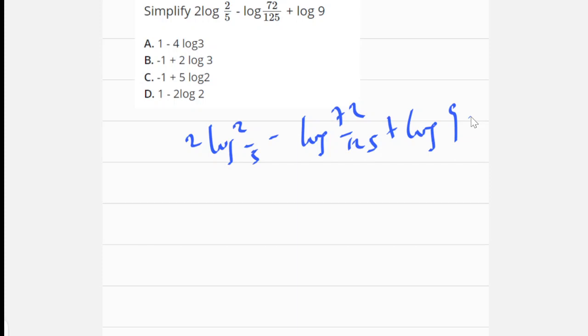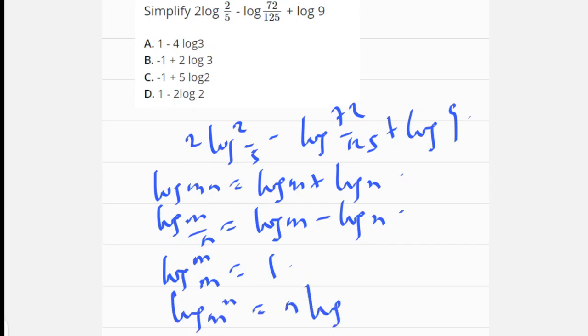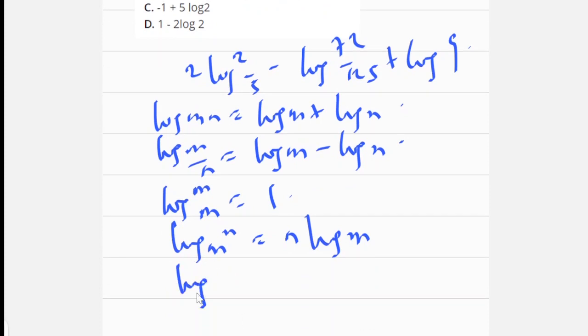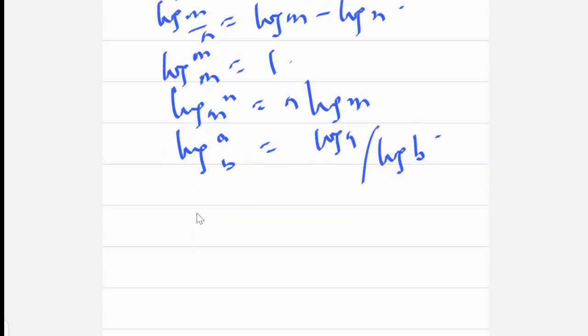First, let me quickly recall some of the laws of logarithm. When you have log mn, it's the same thing as what? Log m plus log n. When you have log m divided by n, it's also the same thing as log m minus log n. Then log m base m is equal to what? Is equal to 1. I hope you understand now. And when you have log m raised to power n, it is also the same thing as n log m. So also when you have log a base b, it's the same thing as log a divided by log b. And don't forget, if they write a logarithm without putting base on it, it means we are working in base 10.